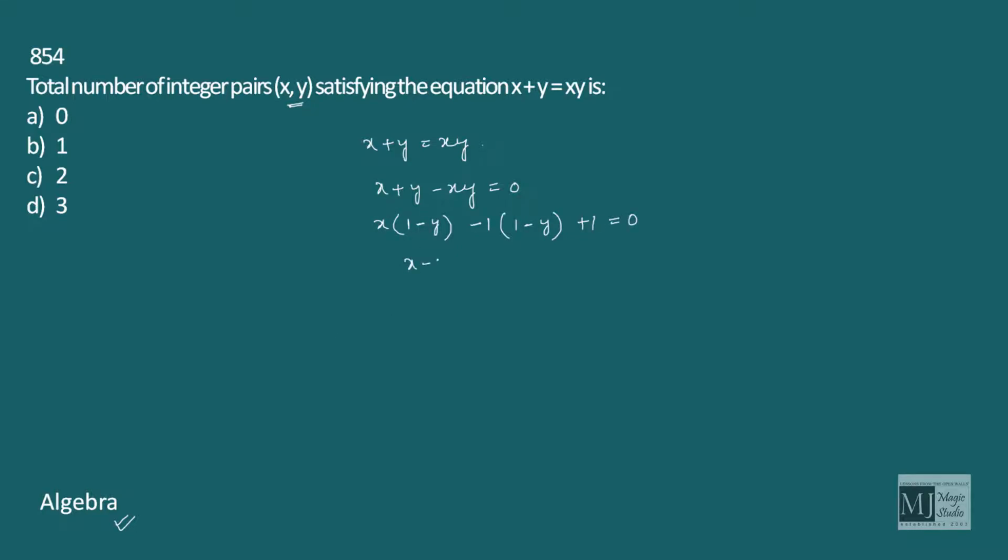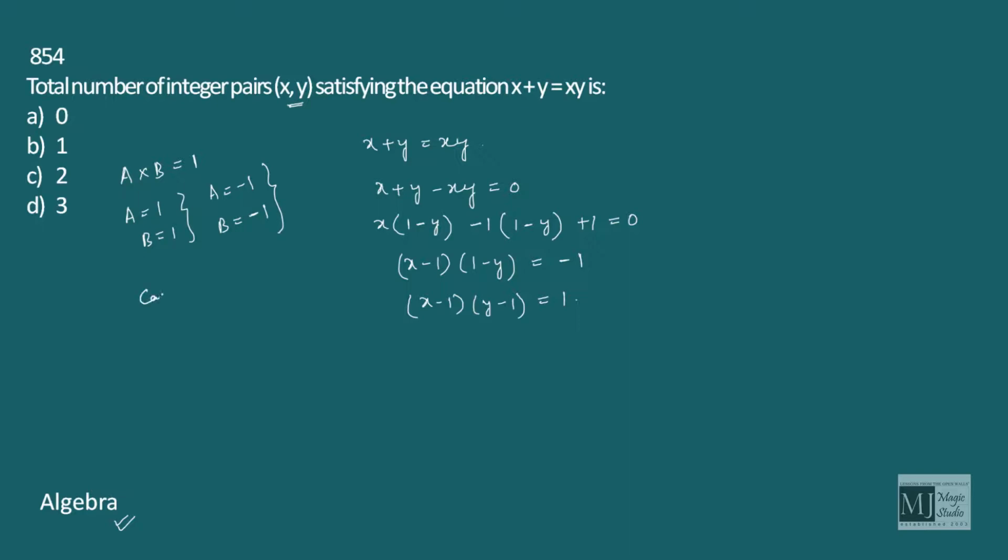That means x minus 1 into 1 minus y is minus 1. Then we multiply both sides by minus 1, so I'll have x minus 1 into y minus 1 is equal to 1. Now we know that when the product of two numbers is 1, then either both numbers are equal to 1 or both are equal to minus 1, when we are looking for integral solutions.